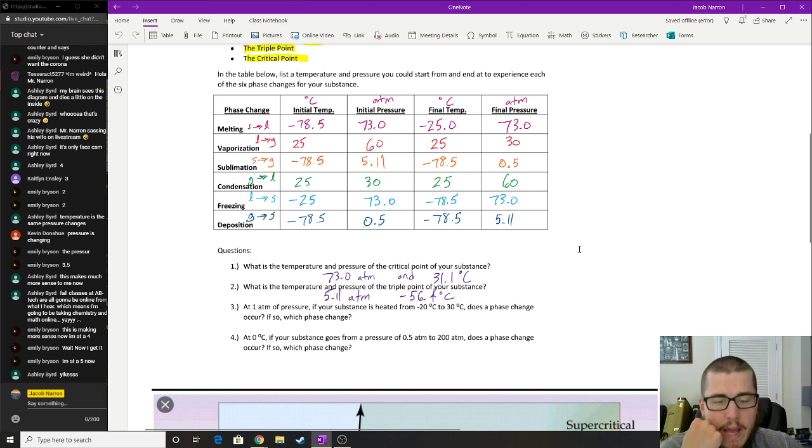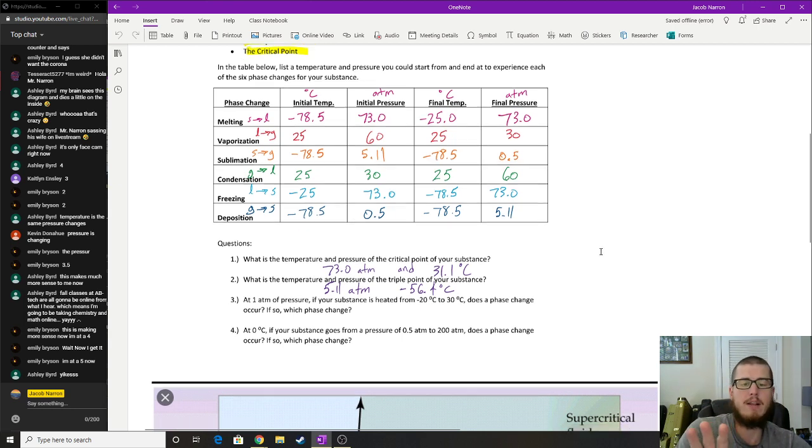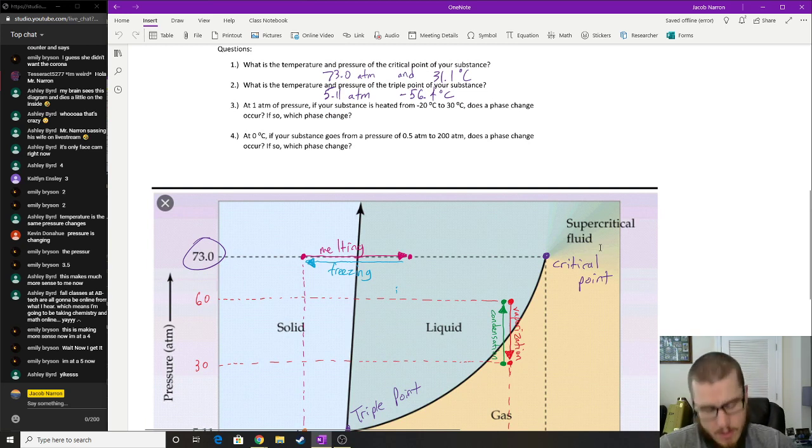Okay. At 1 atmosphere of pressure, if your substance is heated from negative 20 to 30, does a phase change occur? Okay, so I have to label that on my chart. Let me use yellow. At 1 atmosphere of pressure, here's 1 atmosphere. If your substance is heated from negative 20, that's probably around here, to 30, I know 30 is right here.